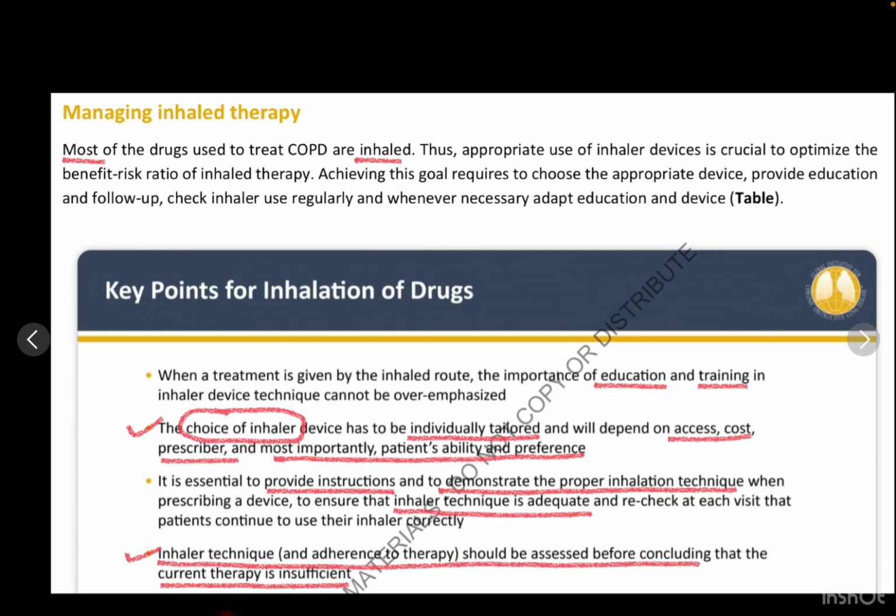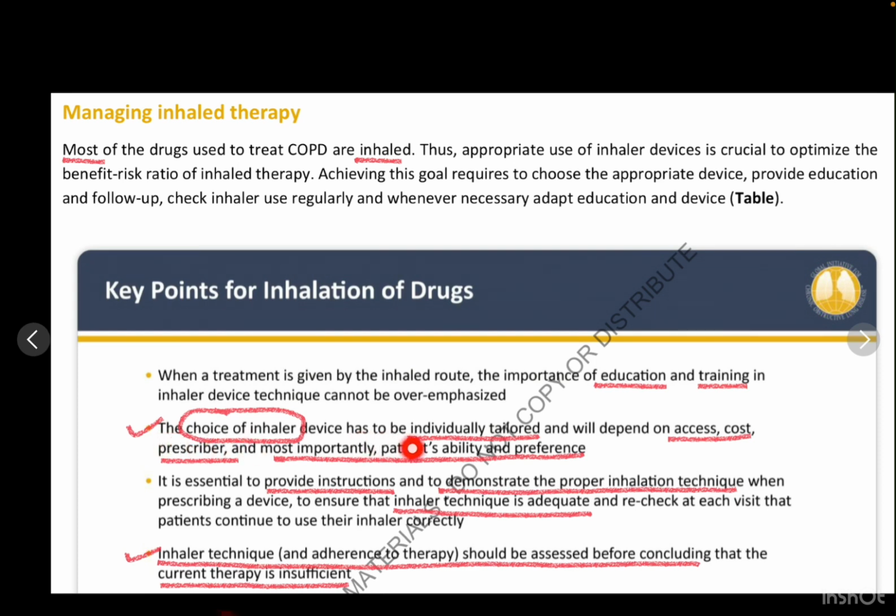Then they talk about managing inhaled therapy. Most of the drugs we use in COPD patients are inhalers. Appropriate use of the inhaler device is crucial to optimize the benefit-risk ratio of inhaled therapy. What are the key points of inhalation of drugs? When treatment is given by the inhalational route, the importance of education and training in inhaler device technique cannot be overemphasized. It is very important to educate and train the patient on how to take the inhaler.